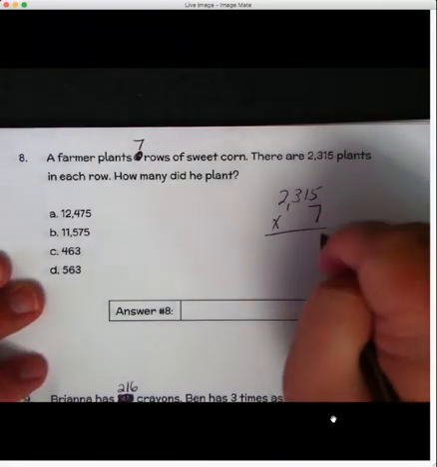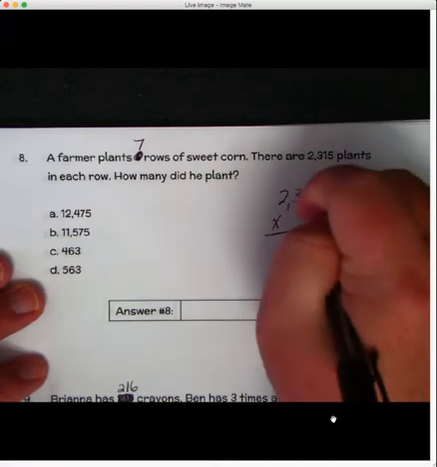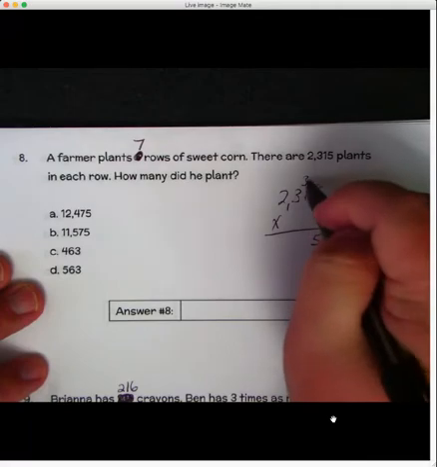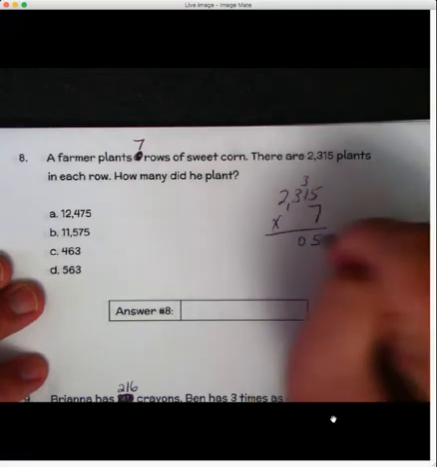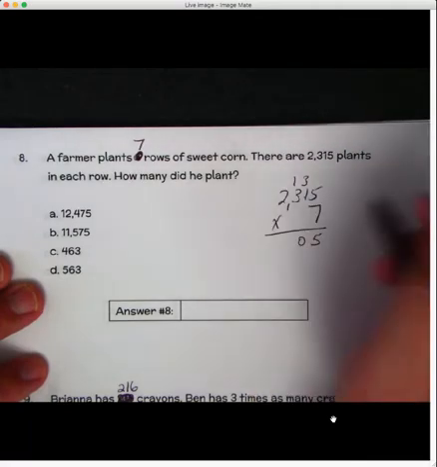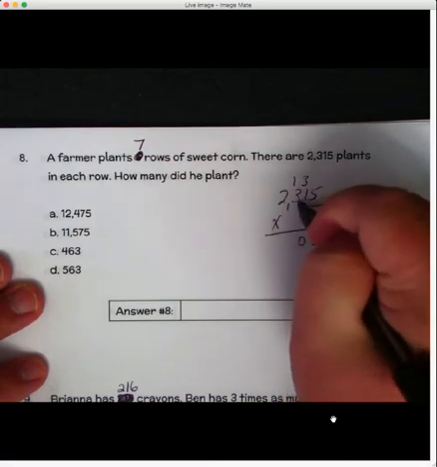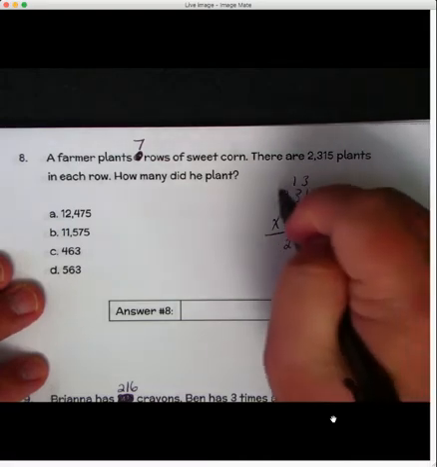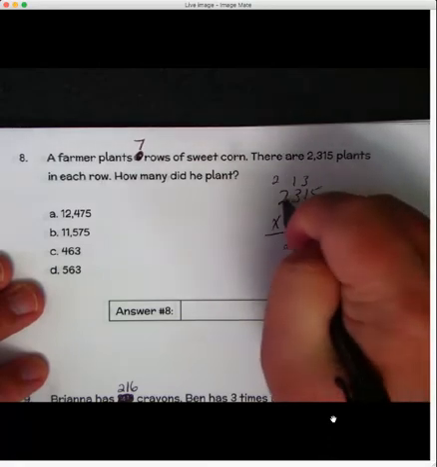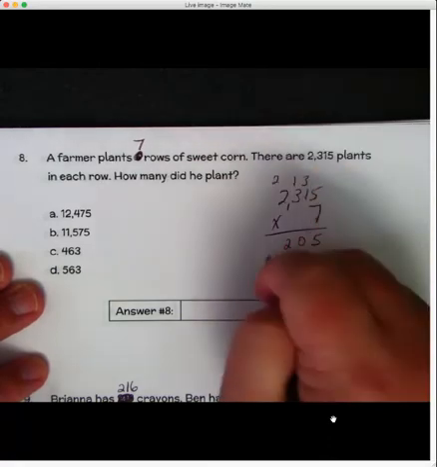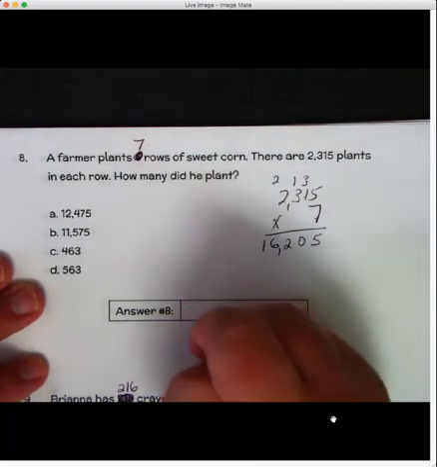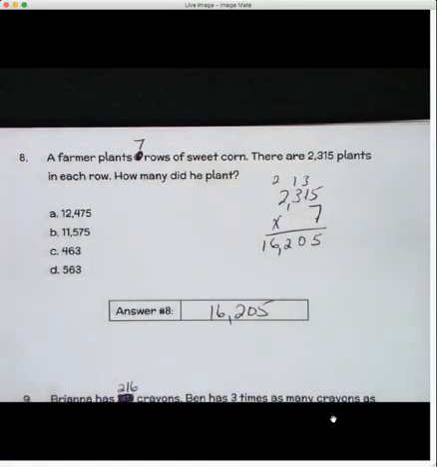7 times 5 is 35. Put our 5 down. Carry our 3. 7 times 1 is 7. Plus 3 is 10. Put our 0 down. Carry our 1. 7 times 3 is 21. Plus 1 is 22. Put our 2 down. Carry our 2. 7 times 2 is 14. Plus 2 is 16. So altogether, this farmer had 16,205 plants.